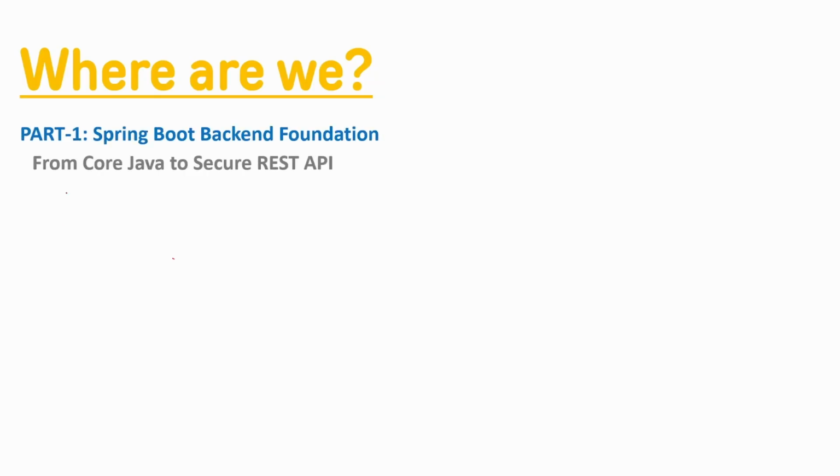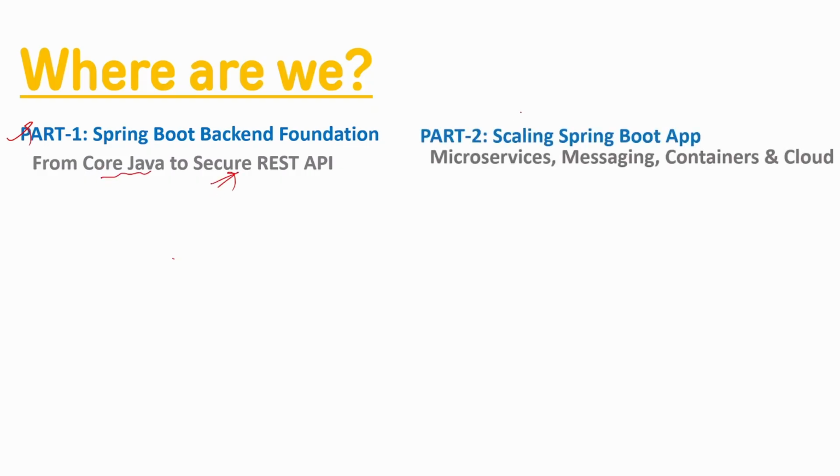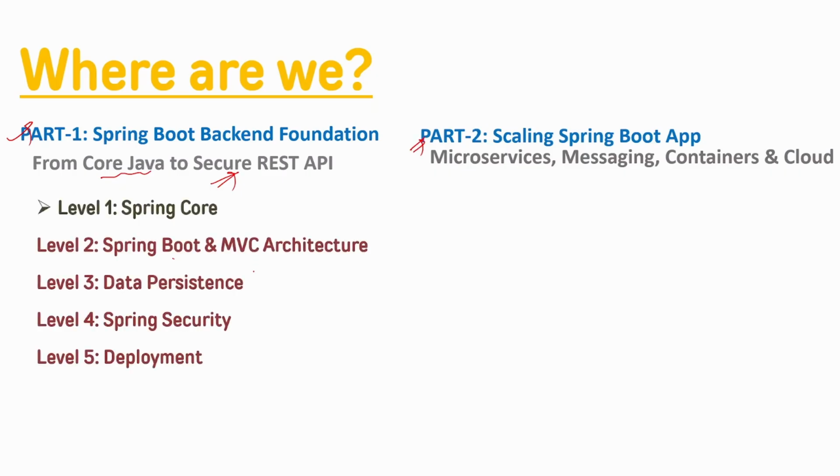So as you all know, this course is divided into two parts. In part 1, we will learn about the Spring Boot backend foundation, from core Java to how we can secure the REST API. And in part 2, we will learn about how we can scale our Spring Boot application. So what are the topics that we will study in part 1? In part 1, we will start with level 1, in which we will learn about Spring Core.